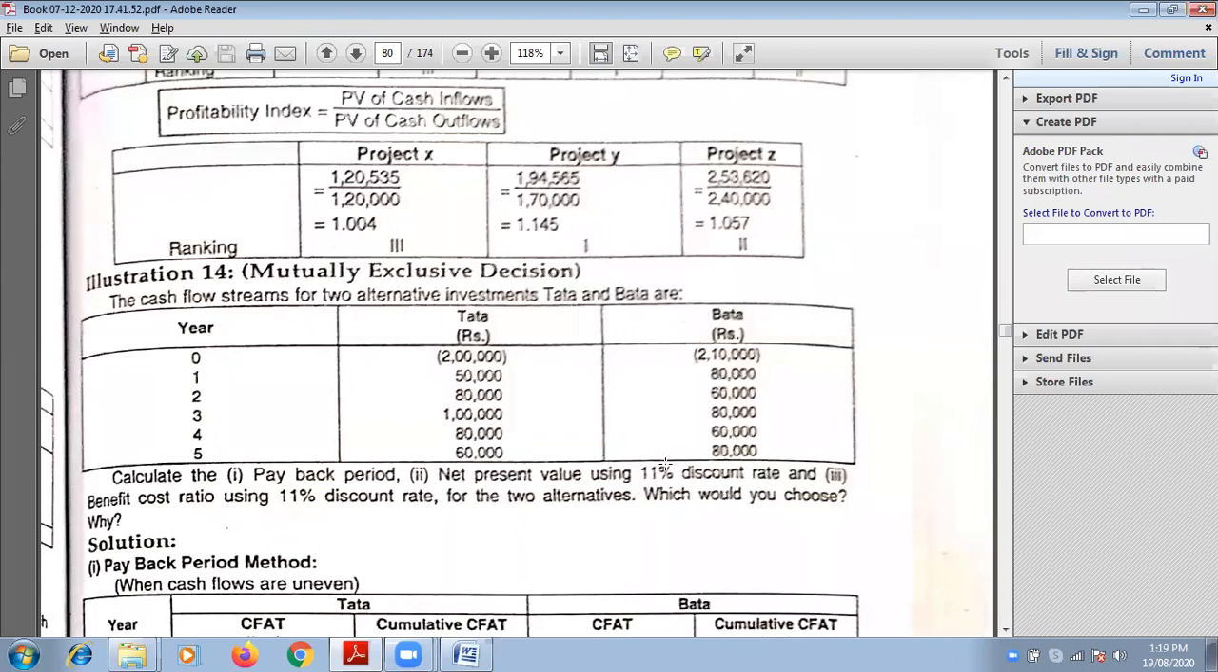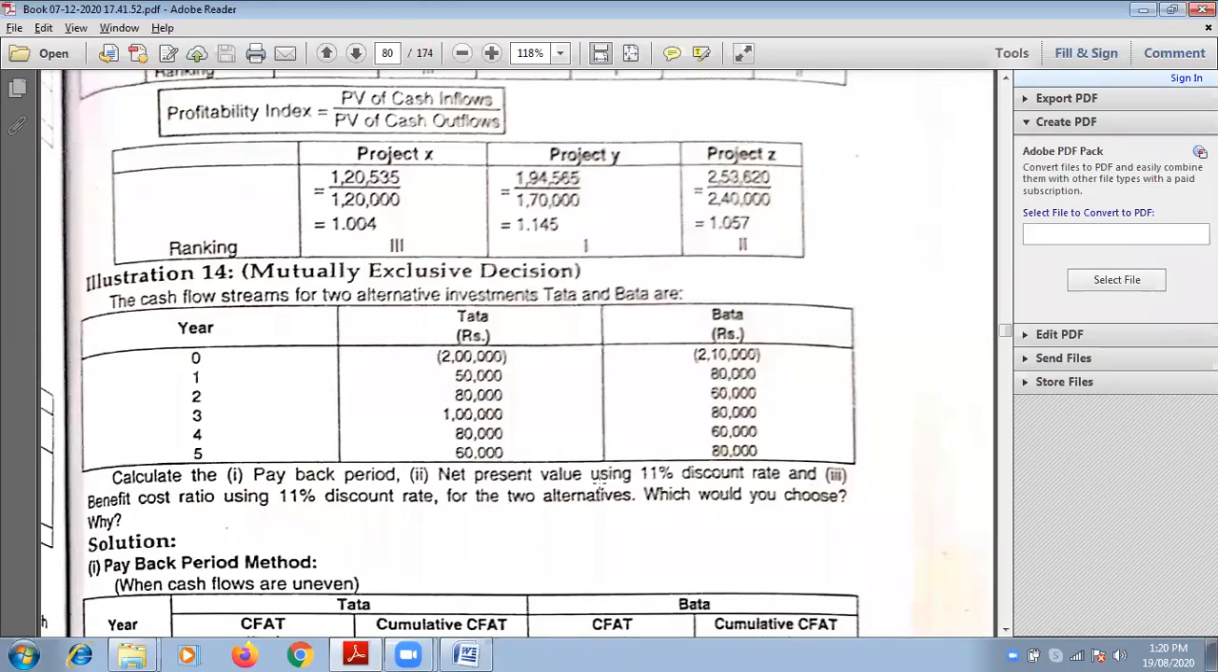Okay, let's see who is doing it and who is doing it right. Okay, 11% discount rate means R, required rate of returns. Okay, what is written below that? Benefit cost ratio using 11%. You don't have to look at this. This is no use of it. Okay, leave it.